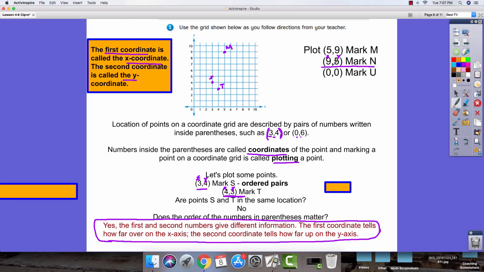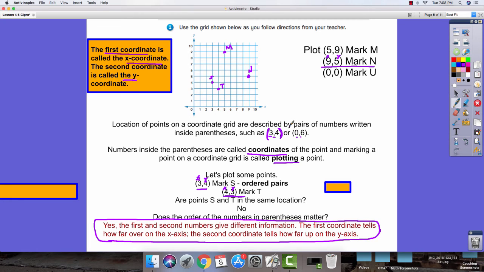All right, let's see how you did. For the ordered pair (9, 5), we're going to need to go over 9 this time and then up only 5. So over 9 and then up 5: 1, 2, 3, 4, 5. And then I'm going to plot it and label it N. All right.